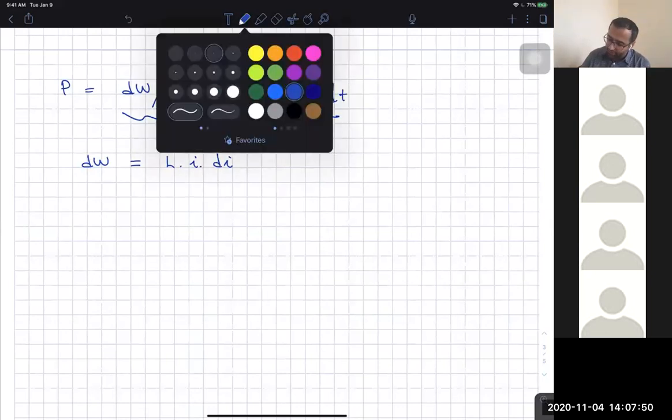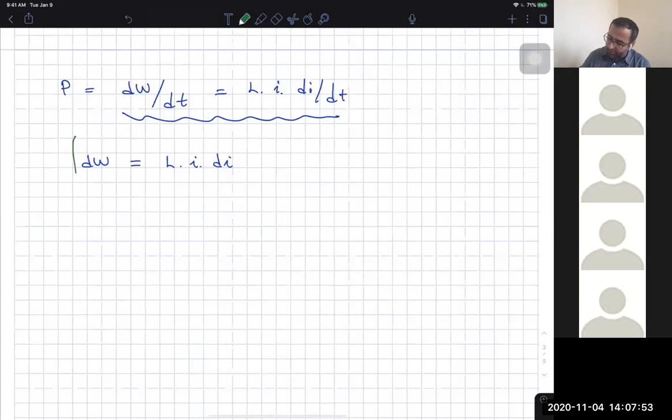Let me use a different color so that we can separate things. So let's say we will be taking the integral. For the left-hand side, this is an integral with respect to d omega, like this energy. So that will start from the initial energy, maybe omega 0, which is generally 0, by the way. And then it goes up to omega of t, right?